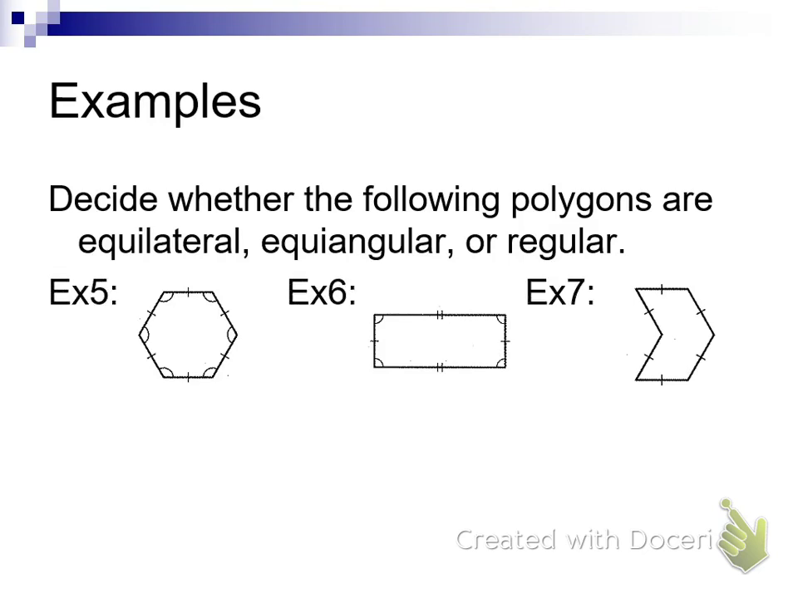On example 5, is it equilateral? Yes. Is it equiangular? Yes. If it's both of those, you have to call it regular. So if this were a question on a quiz or a test and you just told me it's equilateral or you just told me it's equiangular, you would still get it wrong. Regular is the most specific way that we could describe it.